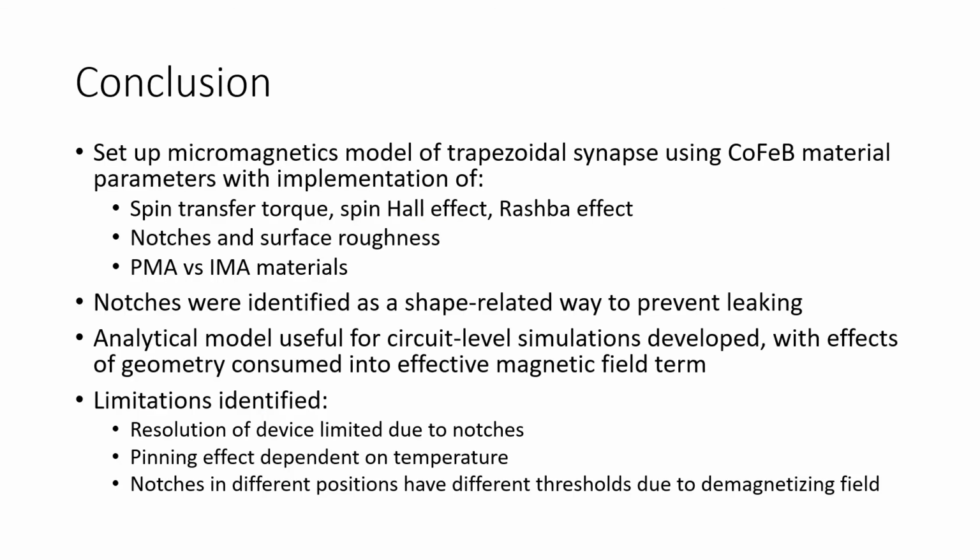In conclusion, I set up a micromagnetics model of a trapezoidal synapse using CoFeB material parameters with an implementation of spin transfer torque, spin Hall effect, Rashba effect, notches and surface roughness, and also perpendicular and in-plane magnetization materials. Notches were identified as a shape-related way to prevent leaking. I also developed an analytical model that's useful for circuit level simulations with the effects of this geometry taken into account through the effective magnetic field term, and also identified some limitations. The resolution of the device is limited due to notches, the pinning effect is dependent on temperature, and notches in different positions have different thresholds due to the demagnetizing field.